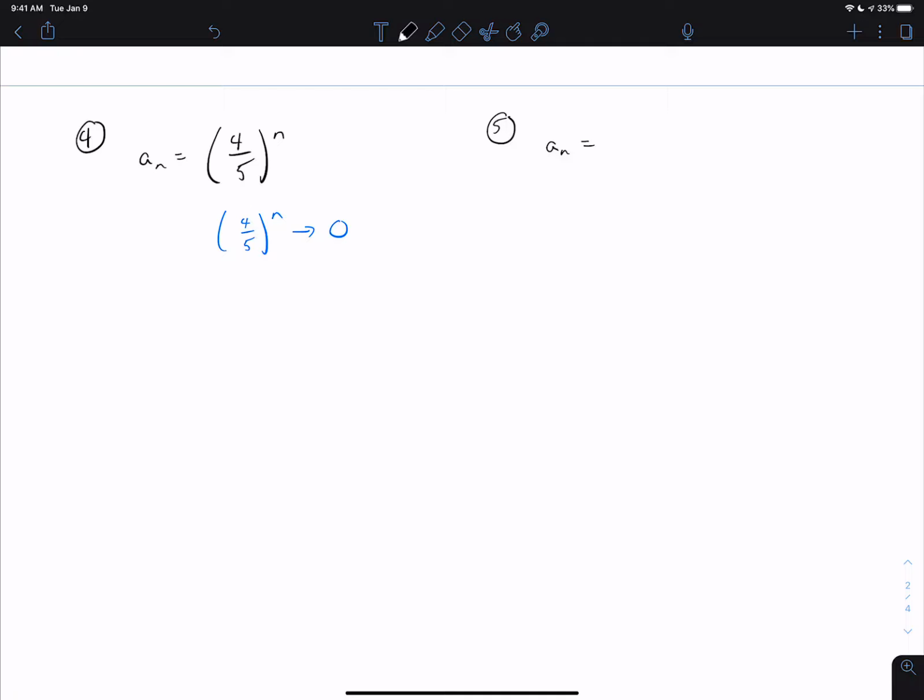Then if I have a_n equals (7/6)^n, we'll accept as fact that it approaches infinity. So (7/6)^n approaches infinity, and so this sequence diverges.